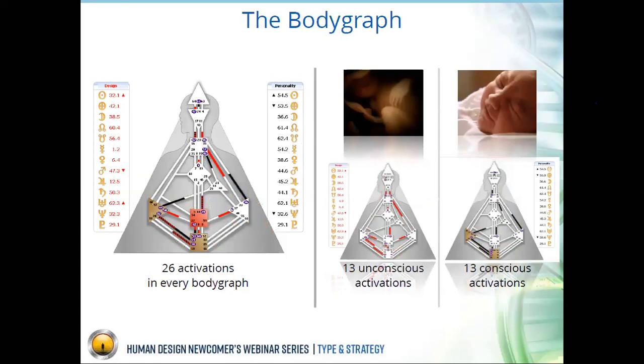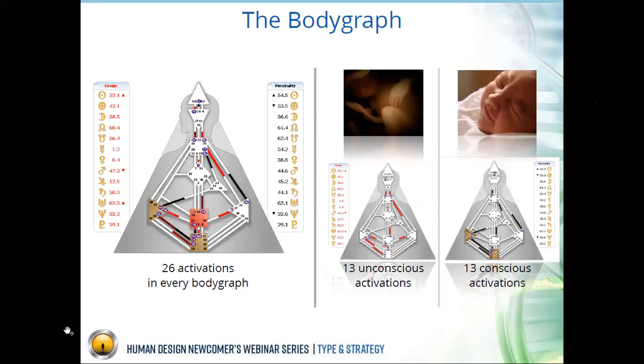The 13 unconscious activations are imprinted approximately 3 months before we're born. It's actually 88 degrees of solar arc. And this is our biogenetic inheritance. And you see those activations noted in red.